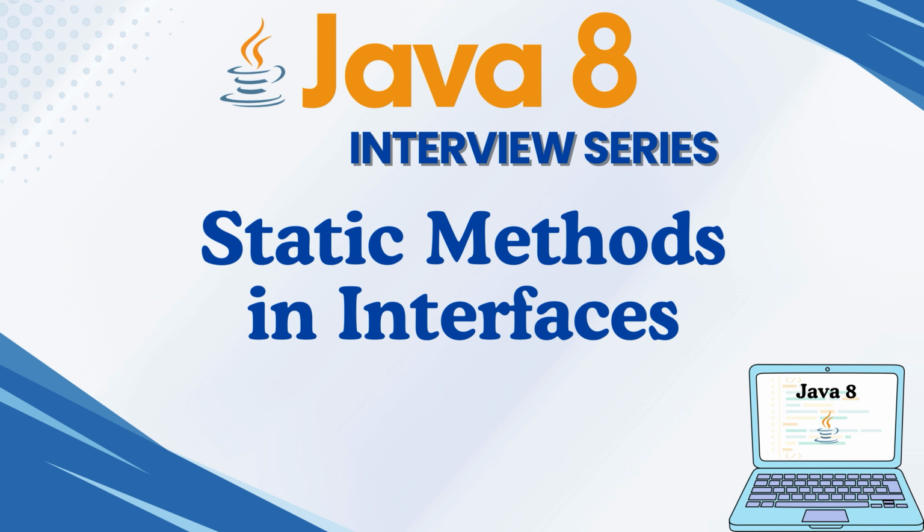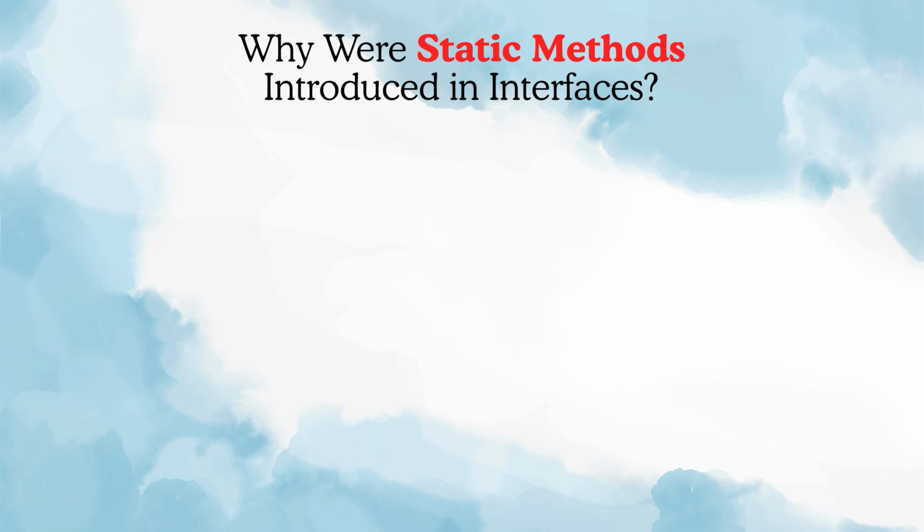Today I'll be talking about another very interesting feature that was introduced in Java 8, static methods inside interfaces. Before Java 8, interfaces were very strict. We were not allowed to add a static method inside an interface, but starting from Java 8, Java allowed us to do so. Now the question is, why was this needed?